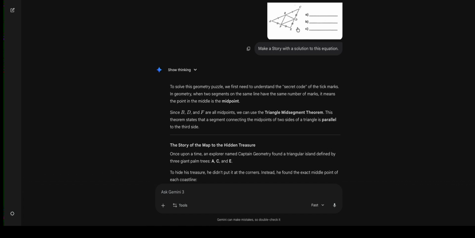Okay, so I'm going to have the rest of that read to you here in a minute, but these tick marks are just the sides and this is the middle. Okay, and so this is one side, this is two side, this is the third side, and then the middle of each of these lines is marked by B, D, and F.